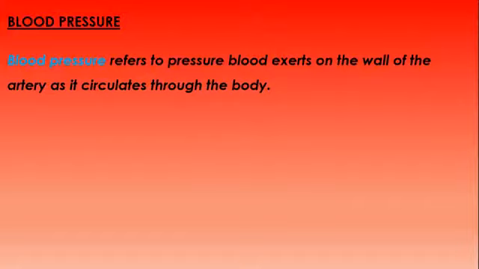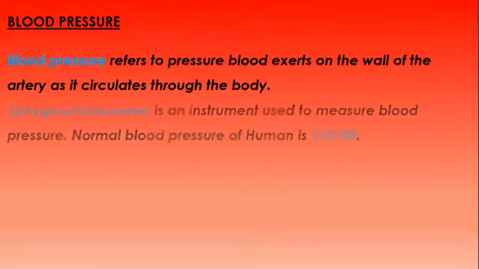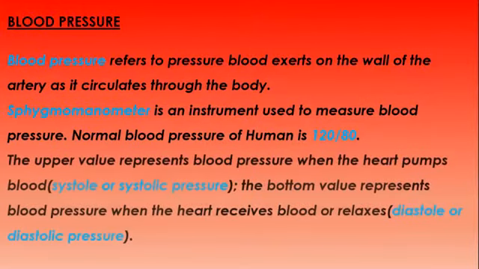Now, the instrument we use to measure blood pressure is sphygmomanometer. Sphygmomanometer. And it's an instrument used to measure blood pressure. Now, what is the normal blood pressure of humans? It is 120/80. That's 120/80.